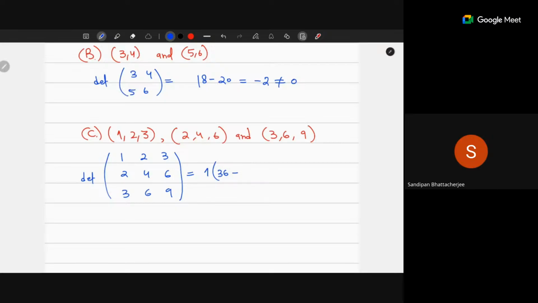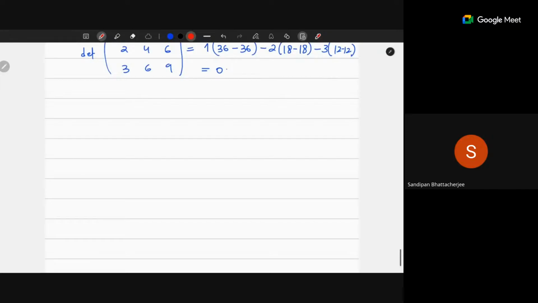In this case, it is 36 minus 36, which is 0, then 18 minus 18, and then 12 minus 12, which is clearly 0. So it doesn't form a basis.